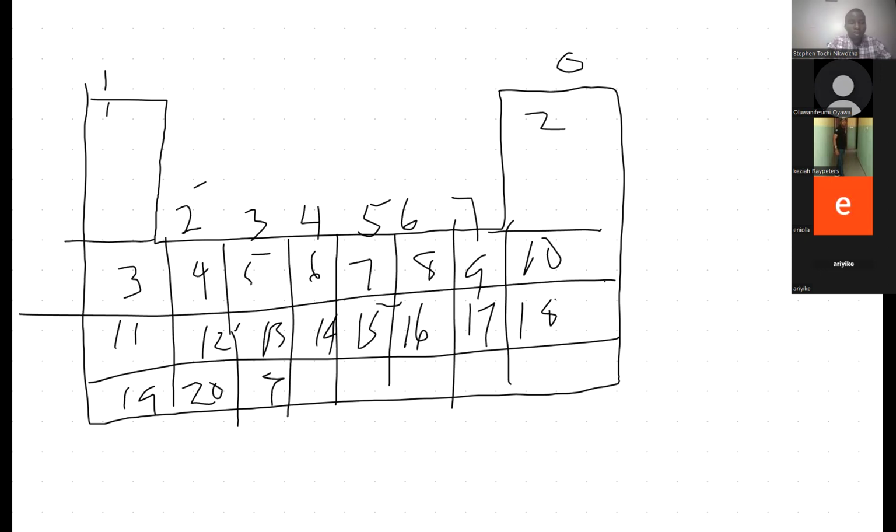I guess I need to stop you guys from annotating on the screen so that you don't make things difficult for people. Let me see. Can you guys stop annotating on my screen?